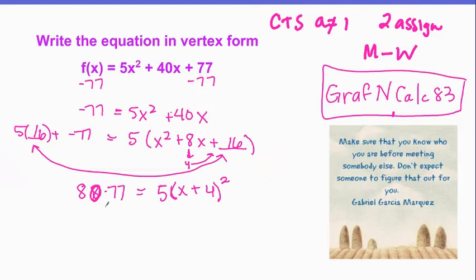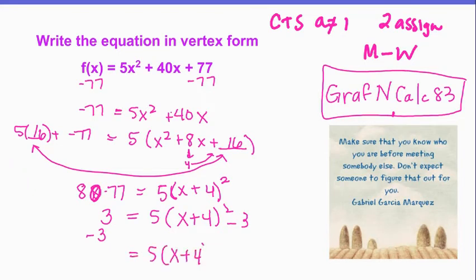So 80 minus 77, I think I'm left with 3 there. And I'm going to move this over. So my vertex in this case would be -4, 3. And then I usually open up Desmos because, again, I never trust myself. And type in 5x squared plus 40x plus 77. I'm doing it right now. And -4, 3 is the vertex. Whew, I feel good about that.